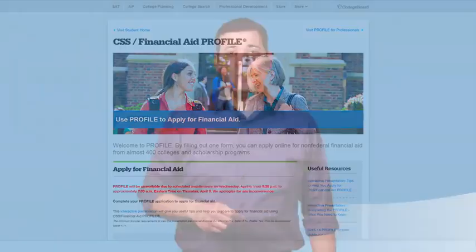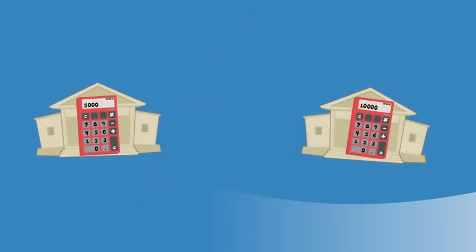These forms and the information included on them go to the schools where you applied, and those schools will determine if you have need. Calculating need is based on a number of financial factors for you and your family, from how much your parents earn, to how many people are in your family, to investments and beyond. Something to keep in mind is that different schools calculate need differently. So sometimes one school might determine that you have more or less need than another school.